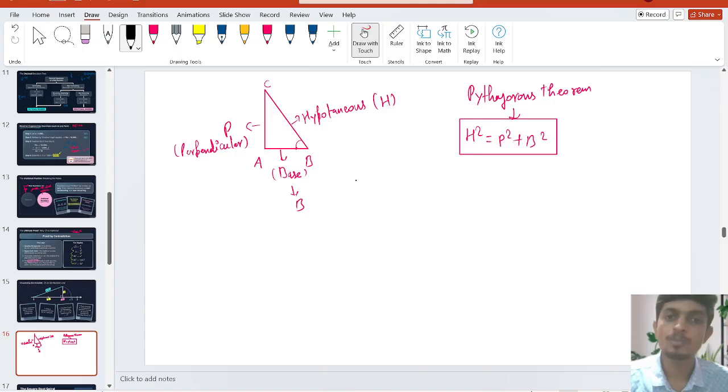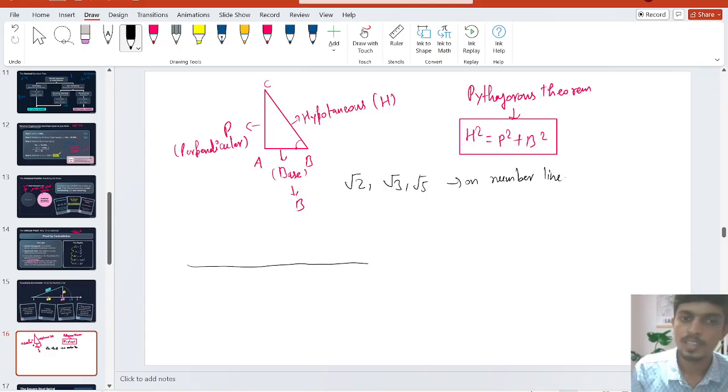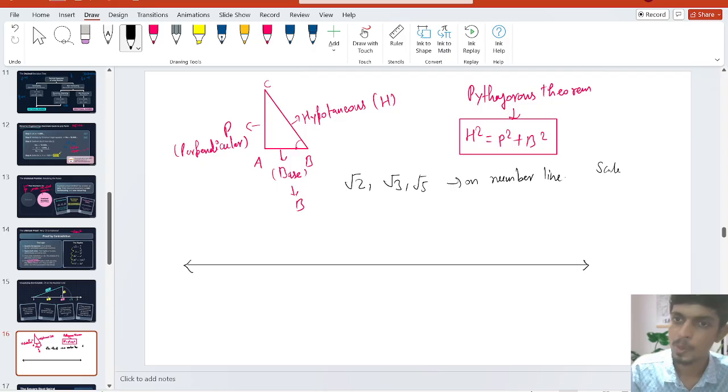If you have to represent an irrational number on the number line, what concept do we use? Like the representation of under root 2, under root 3, under root 5 on the number line. What do we do? In order to do this, we first draw a number line like that, and scale using 1 centimeter equal to 1 unit.